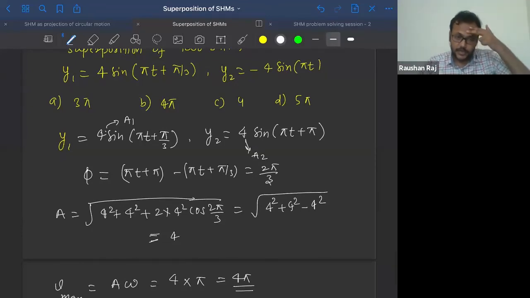Chalo, aage baat karte hain. No, A to C. When we talk about amplitude, we don't talk about amplitude in negative sign. Amplitude is the distance from the mean position. It can go in the positive direction also, it can go in the negative direction also.